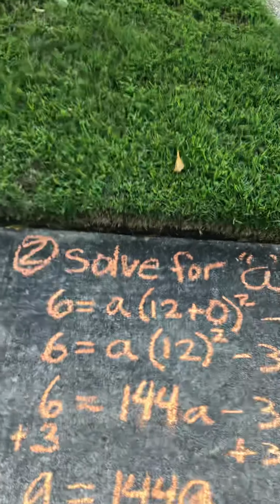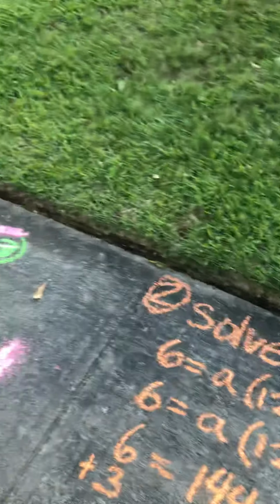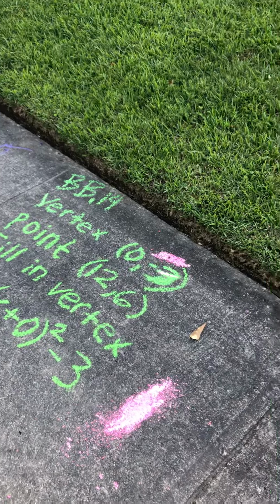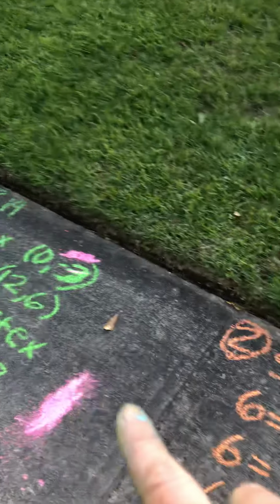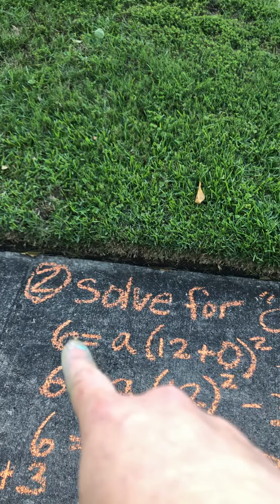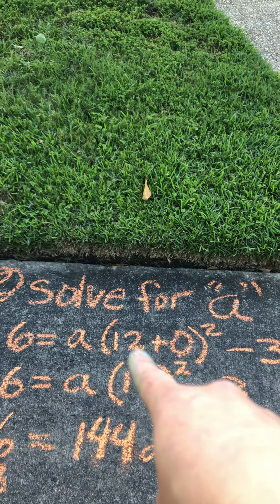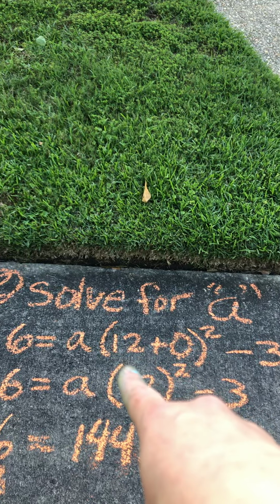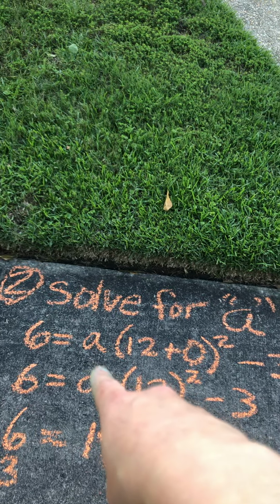Now, step number 2, we come over here and it tells us to solve for a. So this is where you need to take the point that was given, which was what? Right there, (12, 6). The y value is 6, okay? The x value is 12. And look, the only variable that's left is a, so that's what we're going to solve for.